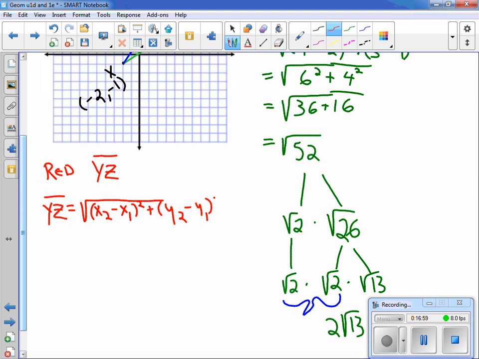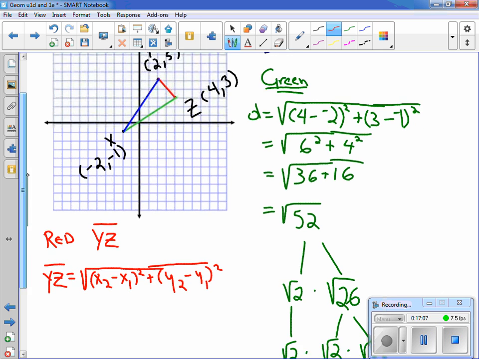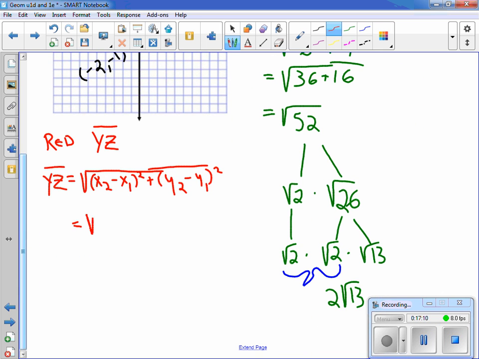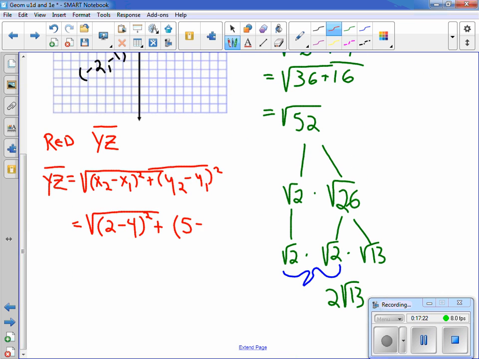So my x coordinates are 2 and 4. So my y coordinates are 5 and 3. So 2 minus 4 is negative 2. Negative 2 squared plus 5 minus 3 is 2. That's 2 squared. So this gives me the square root of 4 plus the square root of 4.